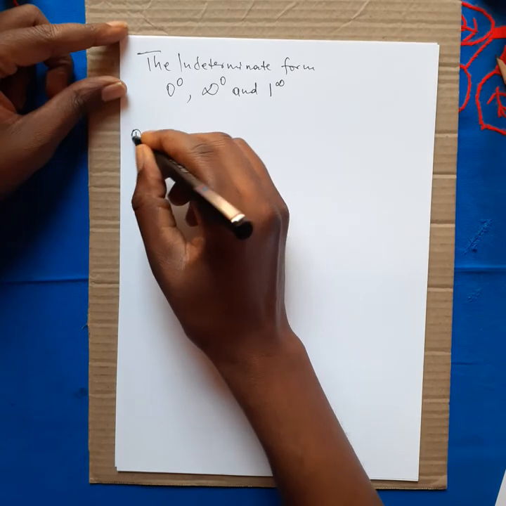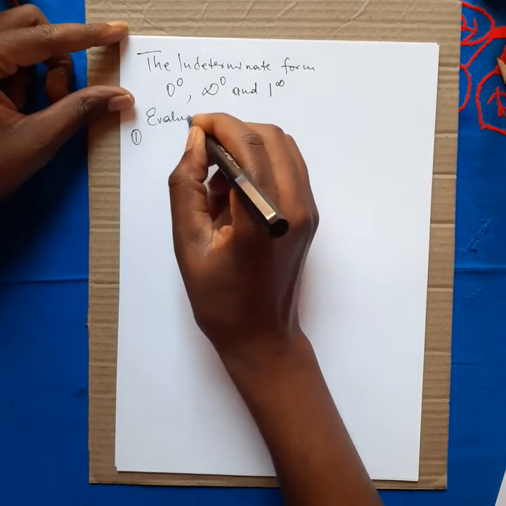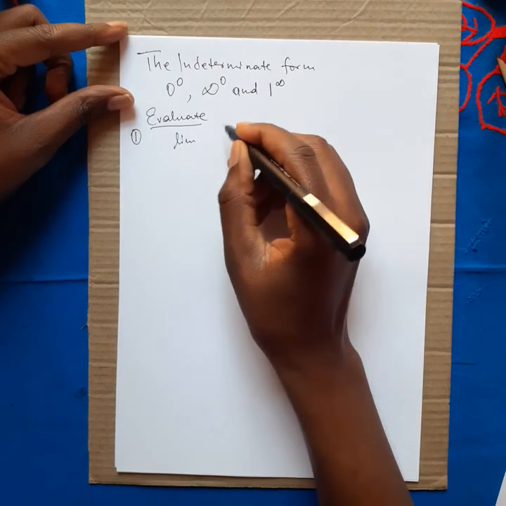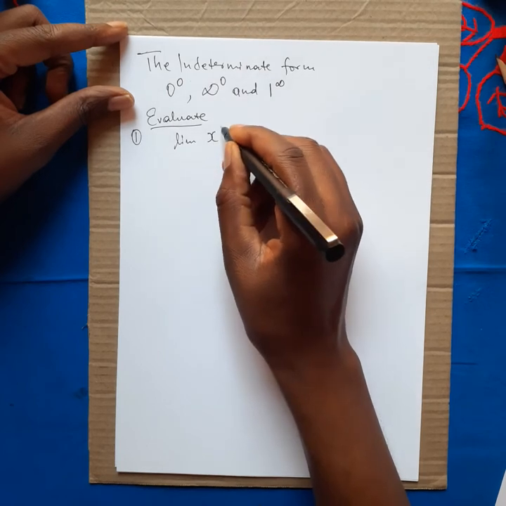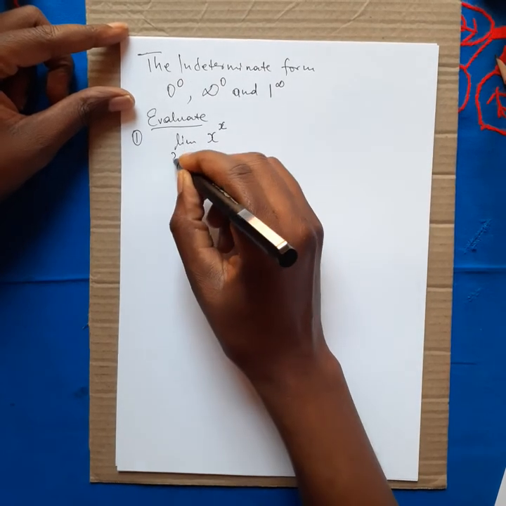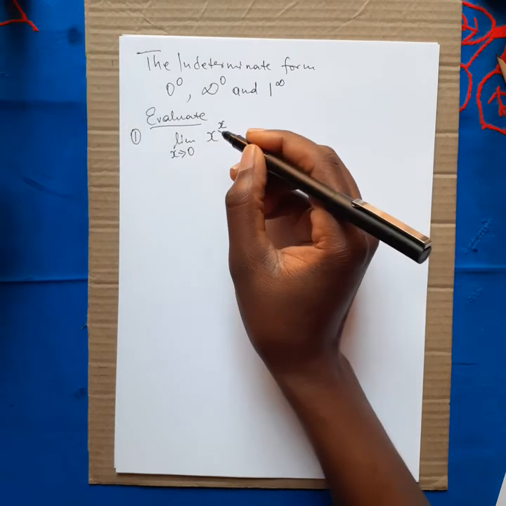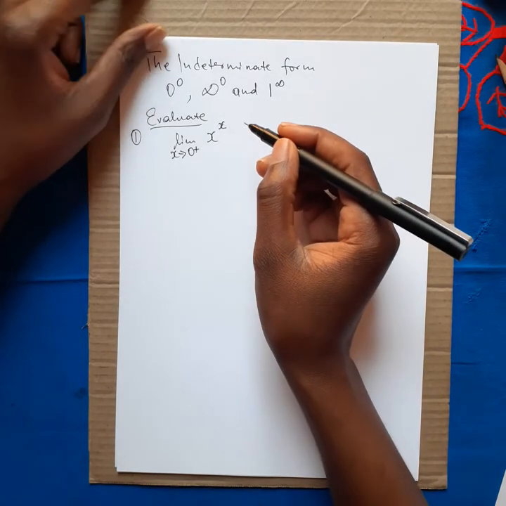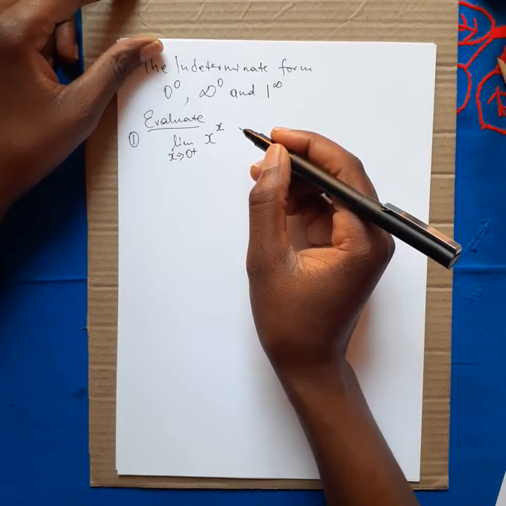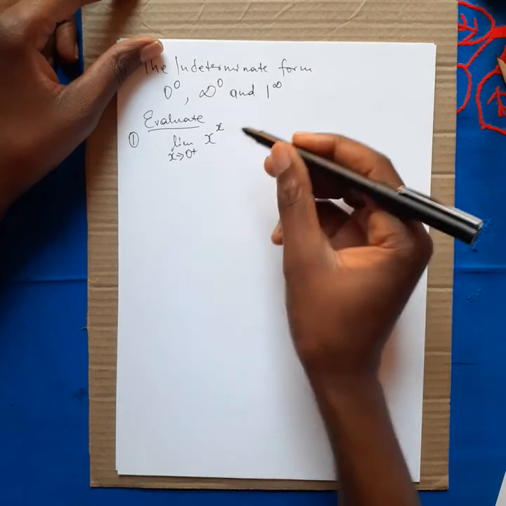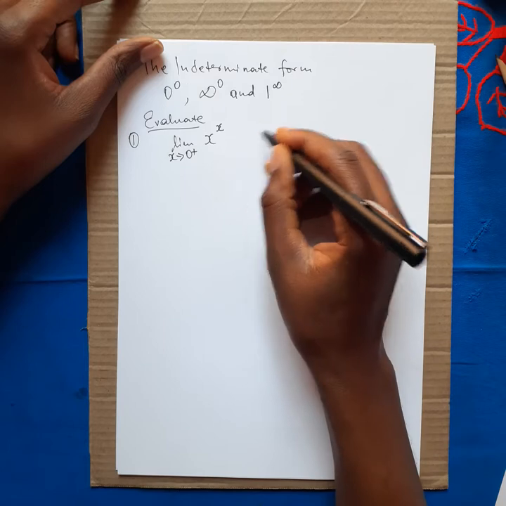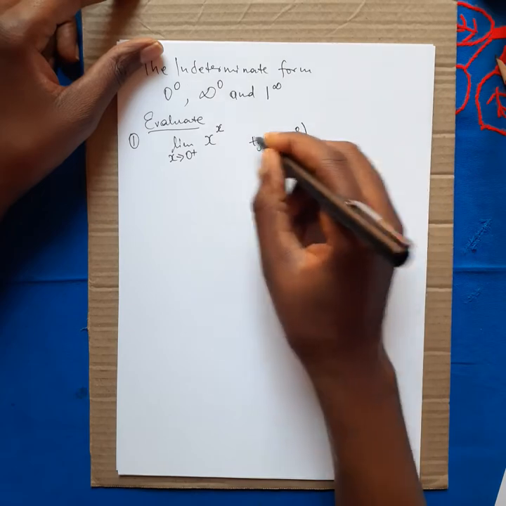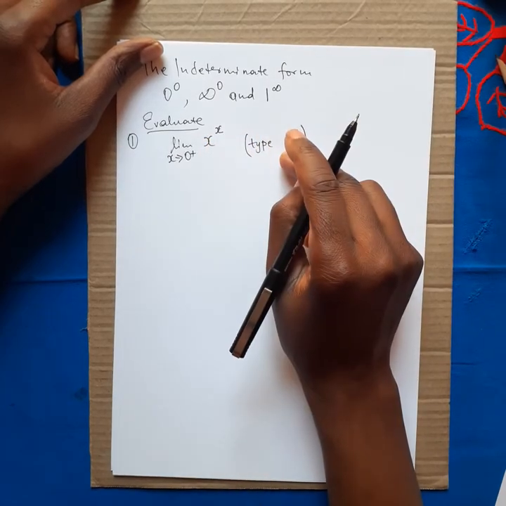The first example: we will evaluate the limit of x raised to the exponent of x, as x is approaching 0 from the right. Now, direct substitution gives an indeterminate form, type 0 to the exponent of 0. Then how do we deal with this?